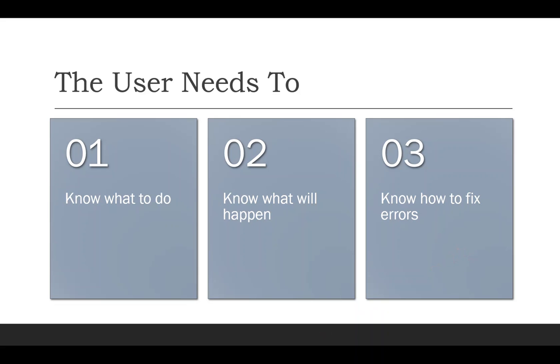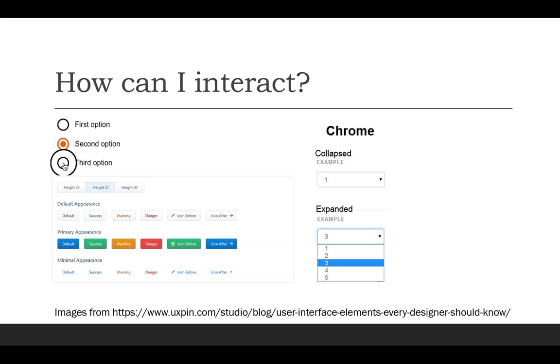So it comes down to some key questions about interaction design. So one is, how can I interact? So we've got buttons, we've got radio buttons, drop-down lists, pretty straightforward. That's how we can put information in.